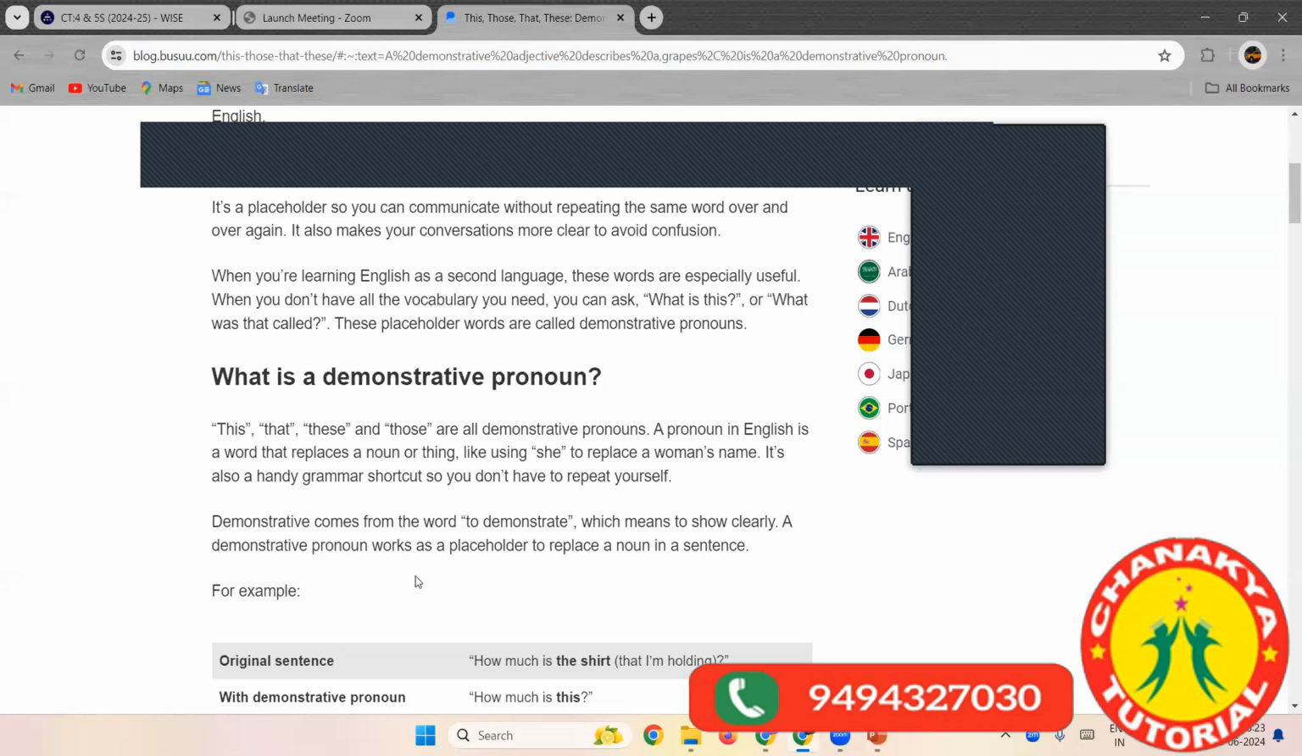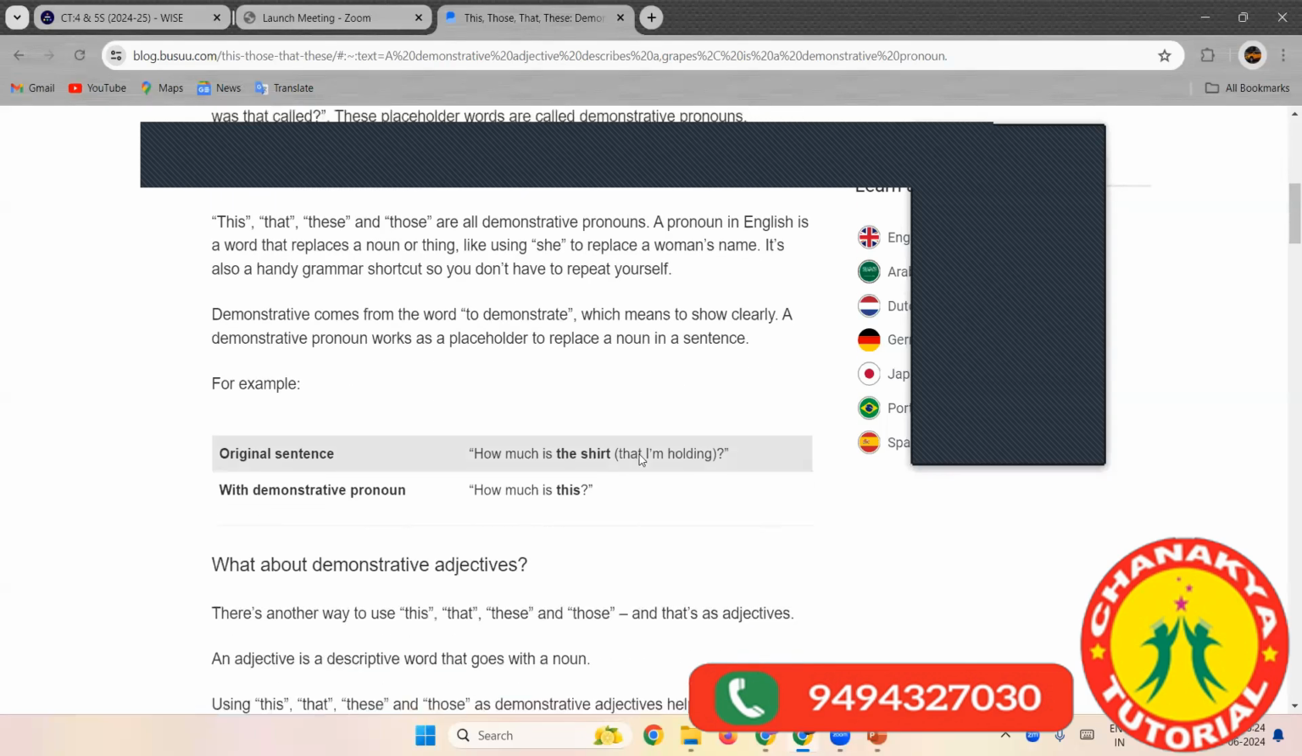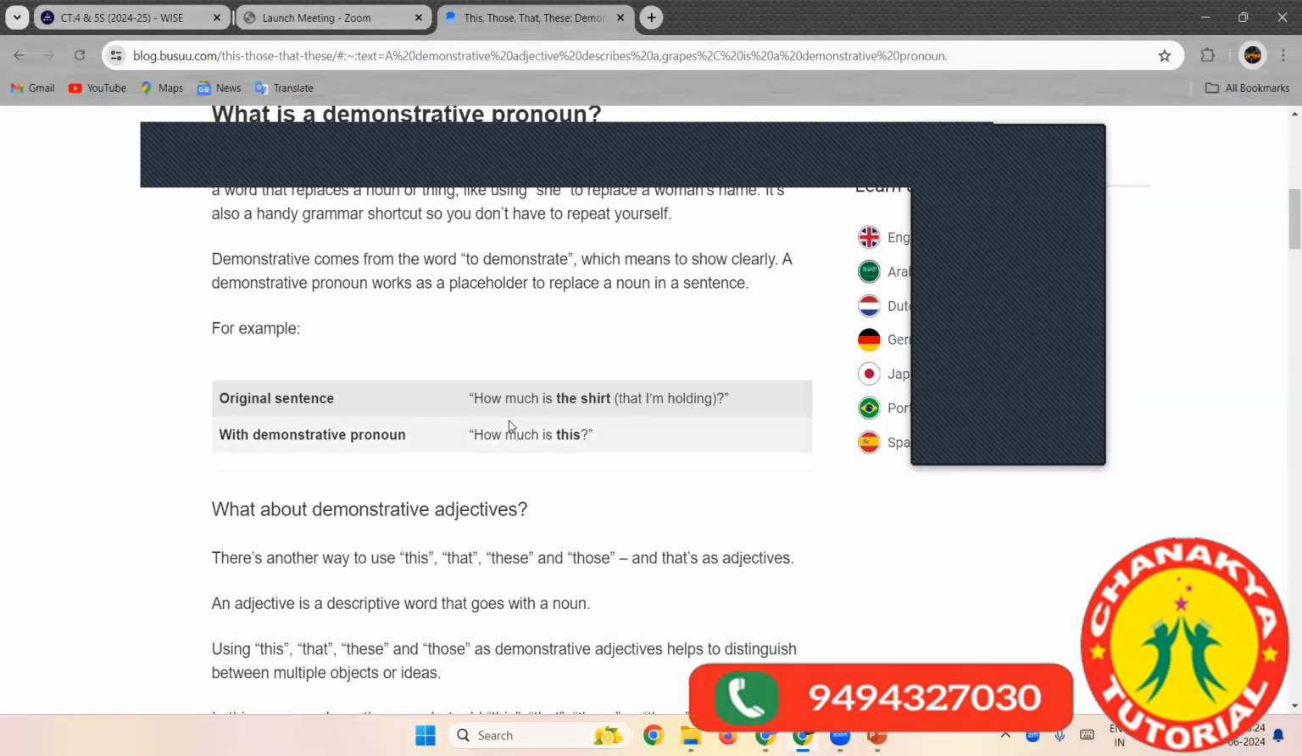Demonstrative comes from the word to demonstrate. What is the meaning of to demonstrate? It means to show clearly. A demonstrative pronoun works as a placeholder to replace a noun in a sentence. For example, see the original sentence: how much is the shirt that I am holding? How much is this? Instead of the shirt, I can say this. So here, can you tell me which one will be the noun of the sentence?